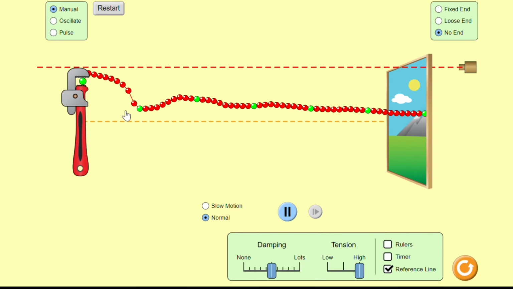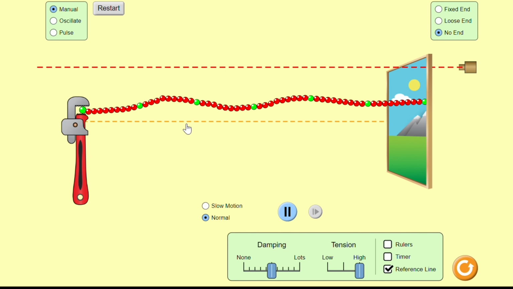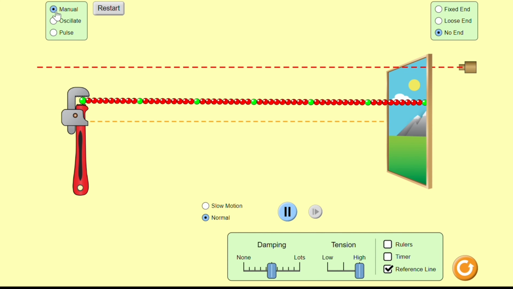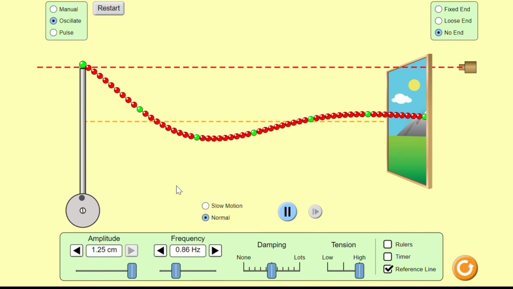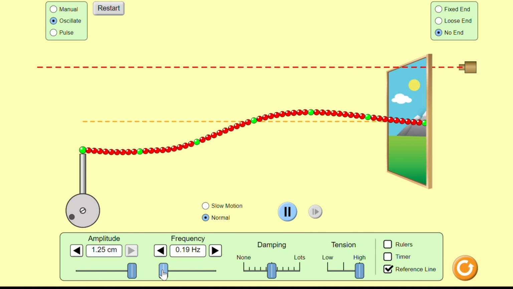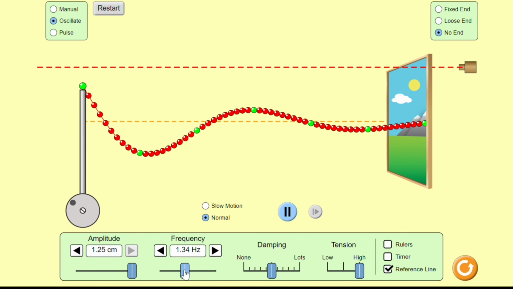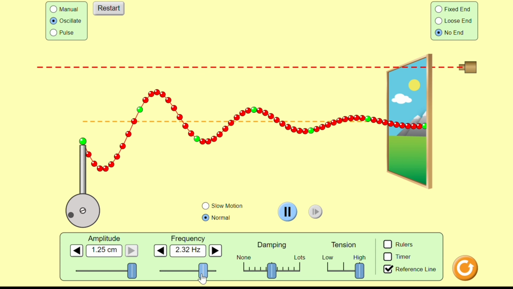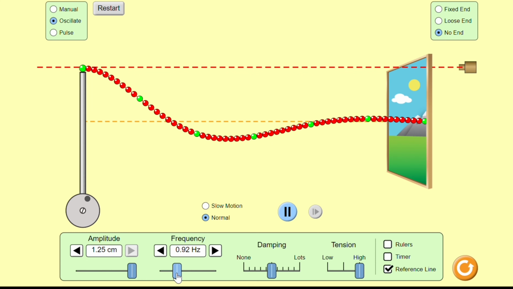I'm trying to create a wave. I don't think it's going too well. That doesn't look too good. But let's see what happens when I press here. There we go. Now we have our wave, which actually looks quite decent. We can make it move faster. We can make it move a bit slow.